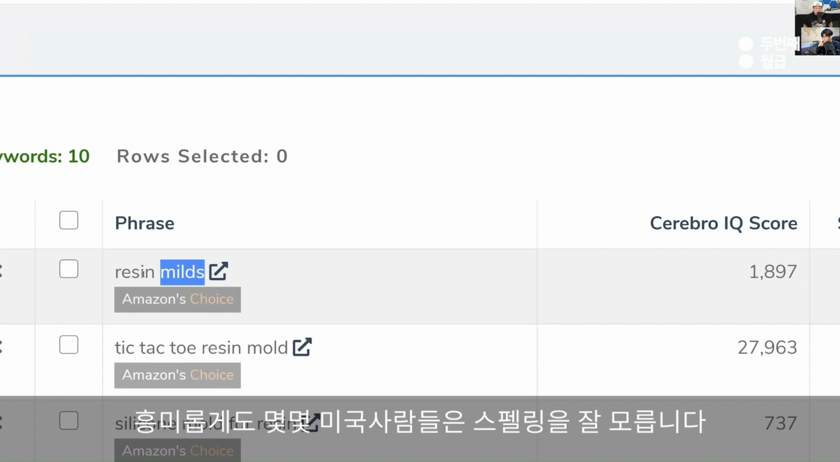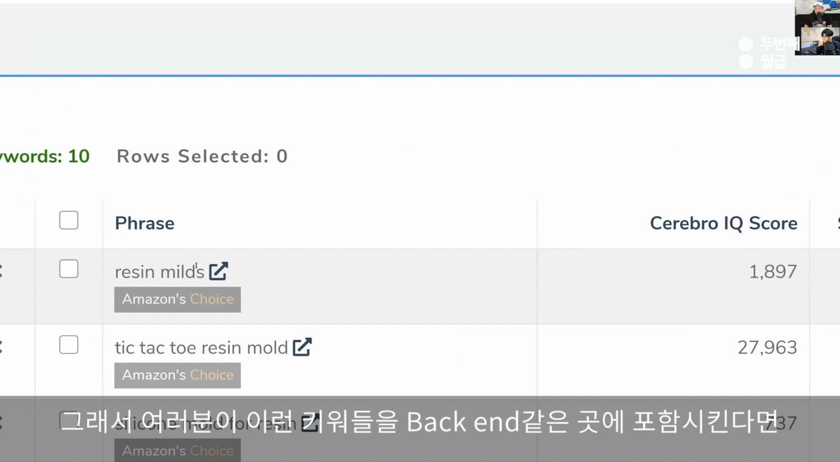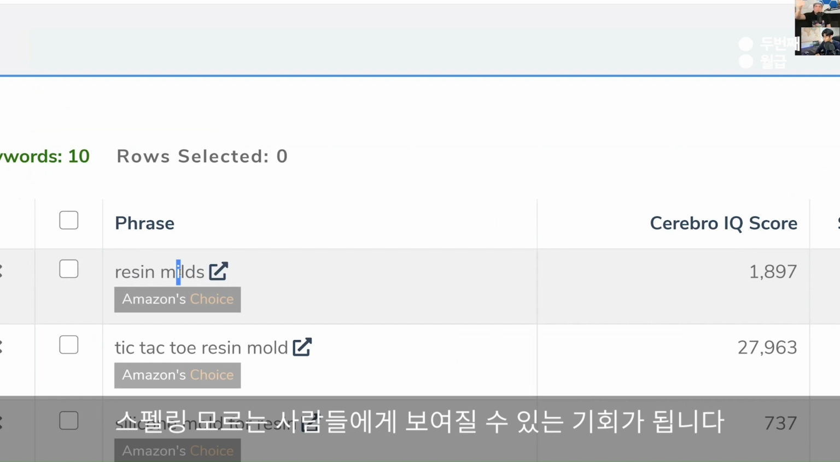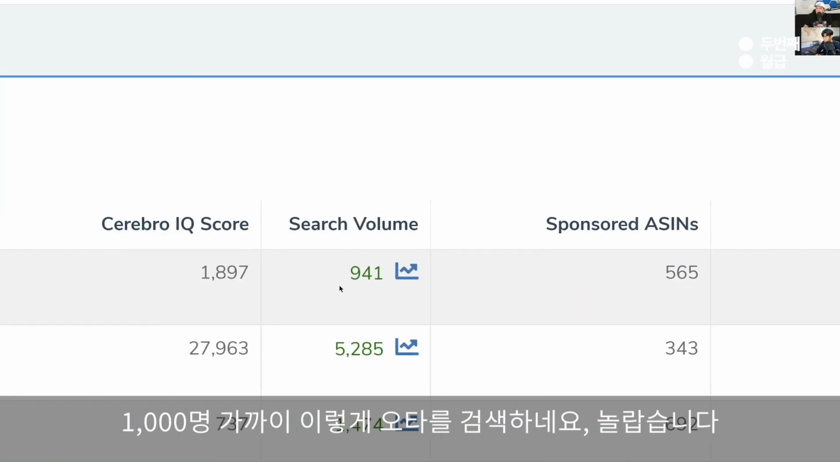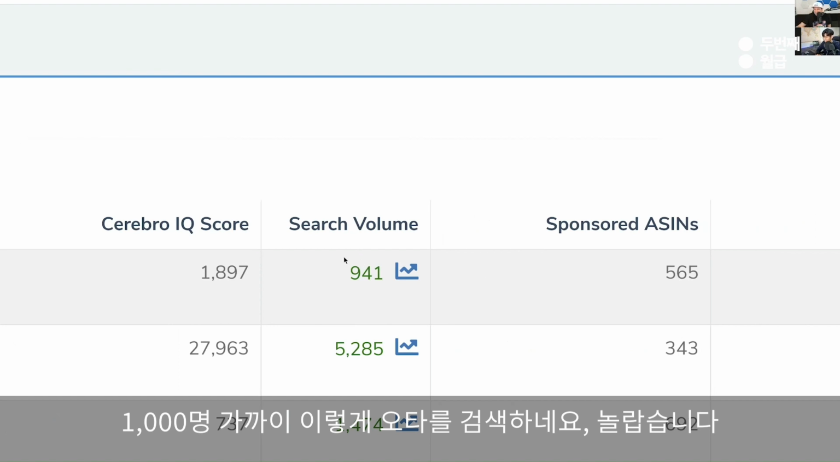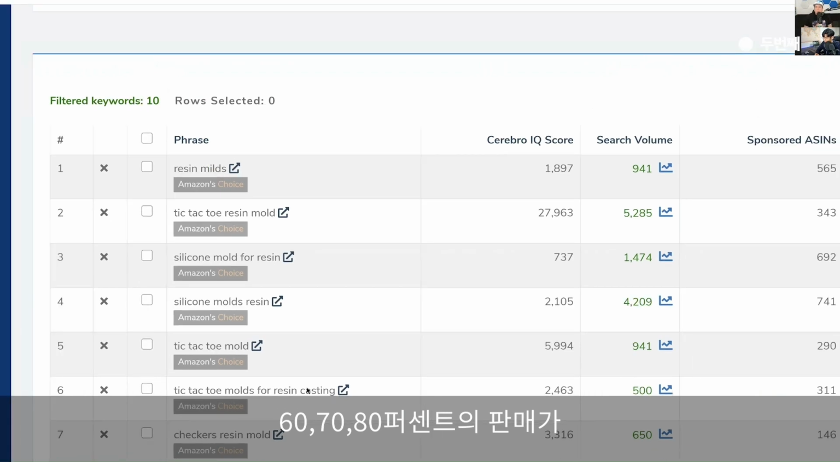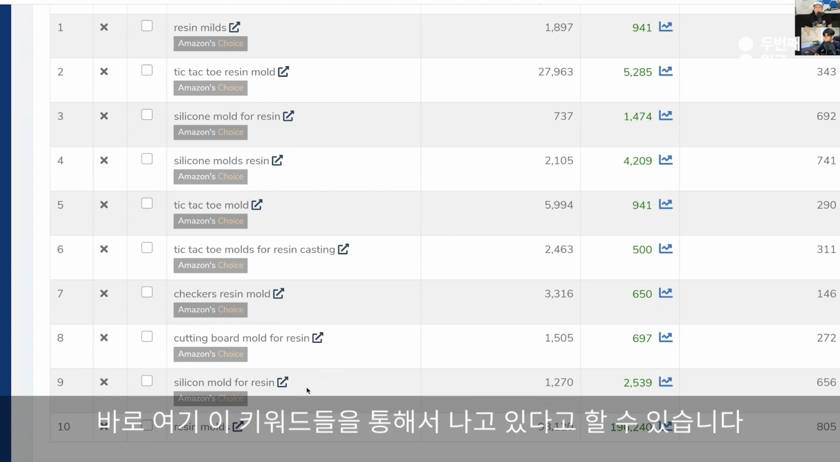So this is something interesting for you Korean people out there. American people do not know how to spell sometimes. So they're going to type in the wrong thing. And so if you had this word somewhere in your listing, like maybe in the back end, now this will give you a better chance to be shown for all those people who don't know how to spell molds. It's surprising to me that there are almost 1,000 people a month who type in molds with an I.